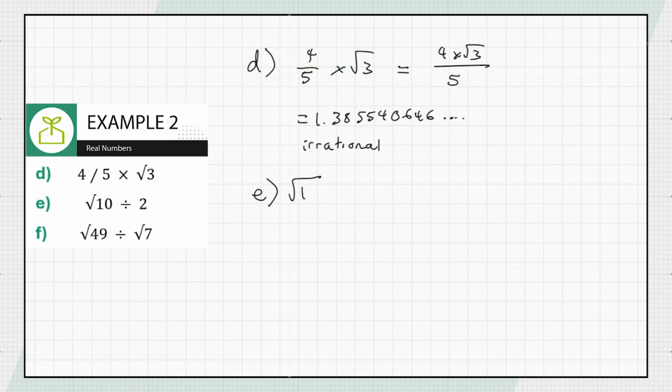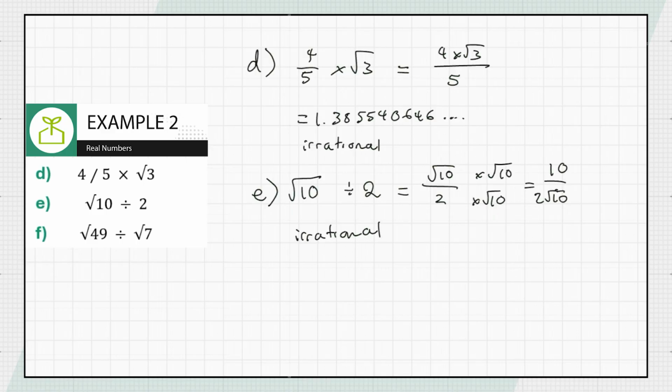Okay, looking at E, we have root 10 divided by 2. Again, this is the same as a fraction where the square root of 10 is divided by 2. I can't make this into a fraction of 2 integers. Even if I was to multiply both the numerator and the denominator by root 10, I would still end up with an irrational number in the denominator. So we can't really get rid of that, and that's making this irrational.